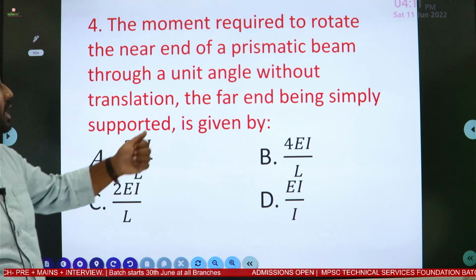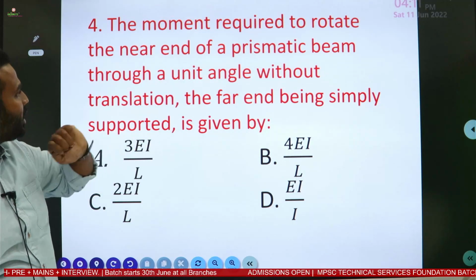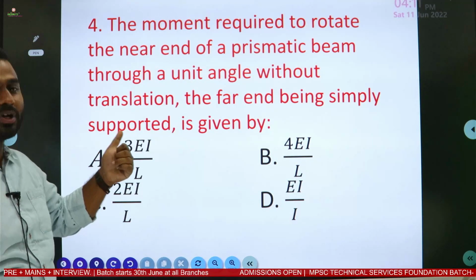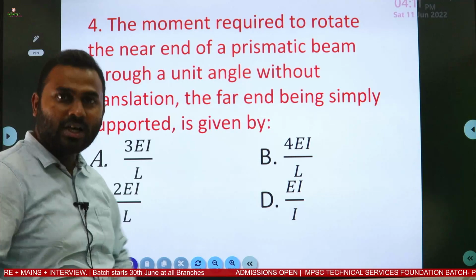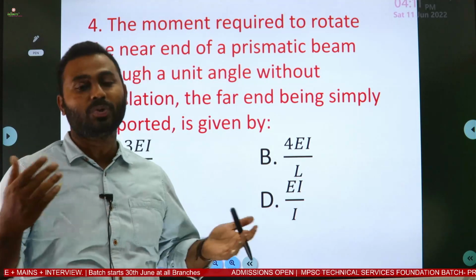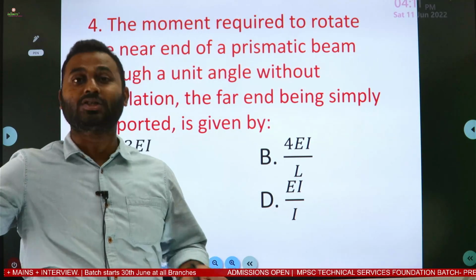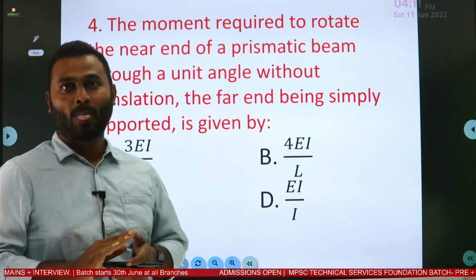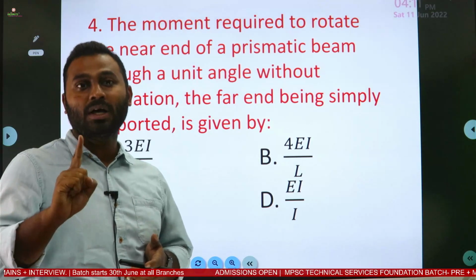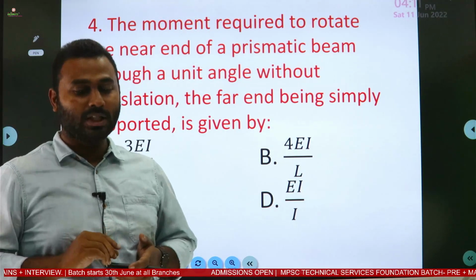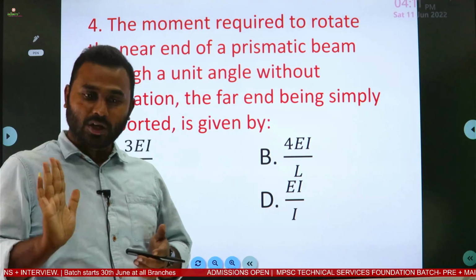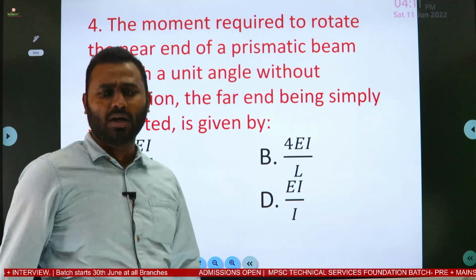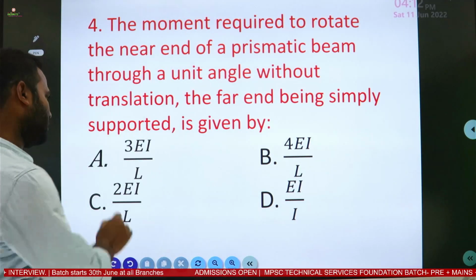Next one. The moment required to rotate the near end of a prismatic beam through a unit angle without translation, the far end being simply supported, is given by. Basically, this we study in the stiffness factor concept in moment distribution method, and even in slope deflection, and in the matrix method also the very same formula is discussed. For the very first time, this formula is studied in strength of materials also, in the topic known as deflection and slopes. Therefore, this question is related to the standard result, that is 3EI upon L.